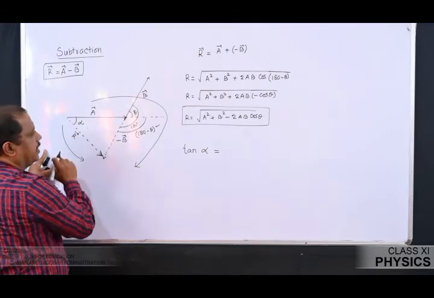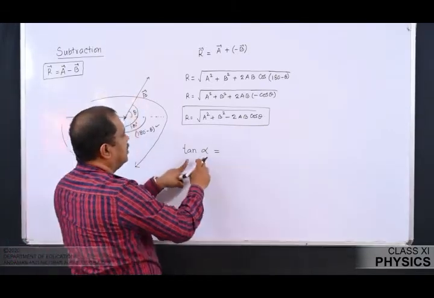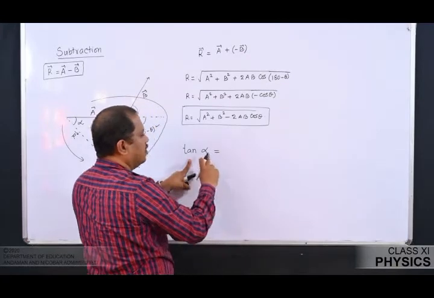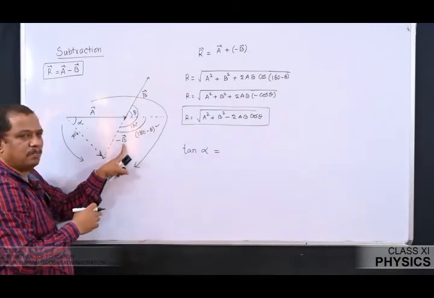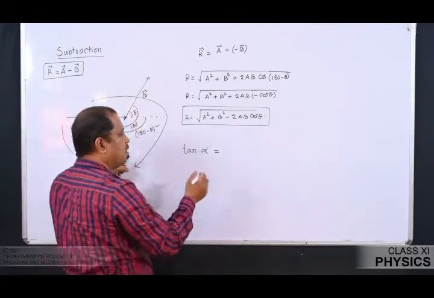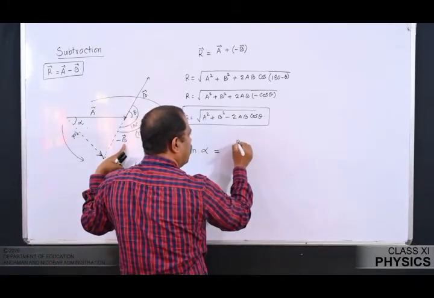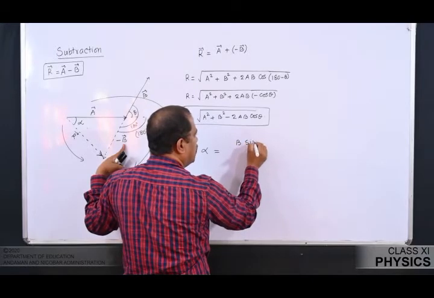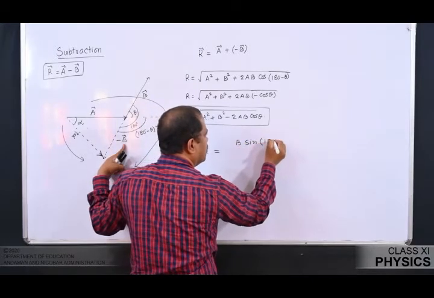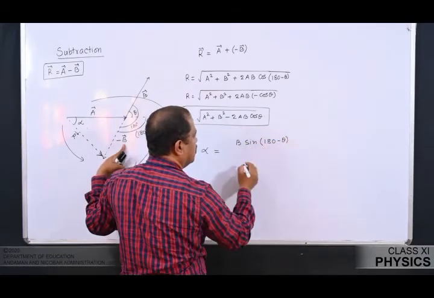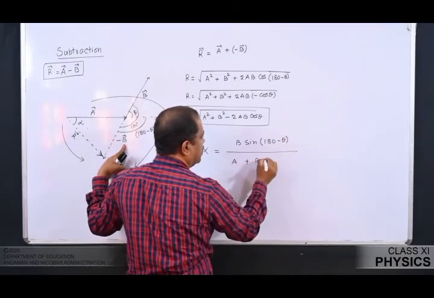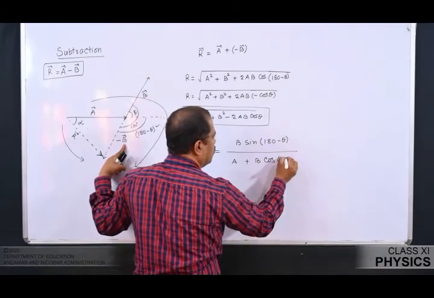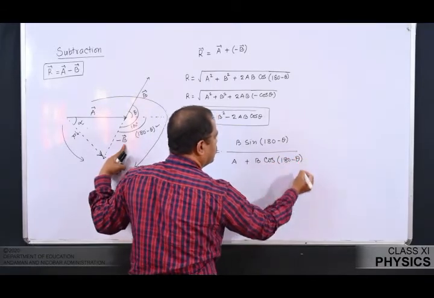And if this is the case, then tan alpha, you must remember alpha, the other vector which is not making an angle, so we had b. So if you remember, I am going to have b sine at the top, angle between the two vectors is 180 minus theta, upon a plus b times cosine of 180 minus theta.